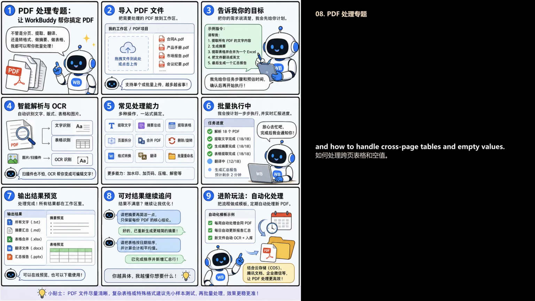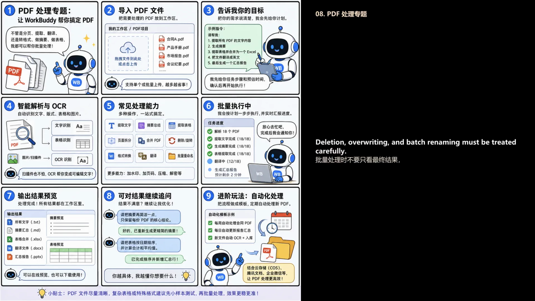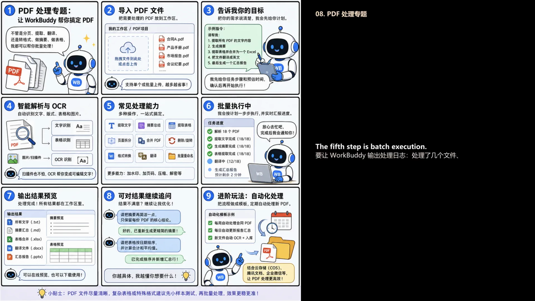The fourth step is common processing capability, including text extraction, splitting, page splitting, PDF merging, deletion or rotation, format conversion, translation, batch renaming, watermarks, page numbers, compression, and decryption. These tasks have different risk levels. Deletion, overwriting, and batch renaming must be treated carefully.